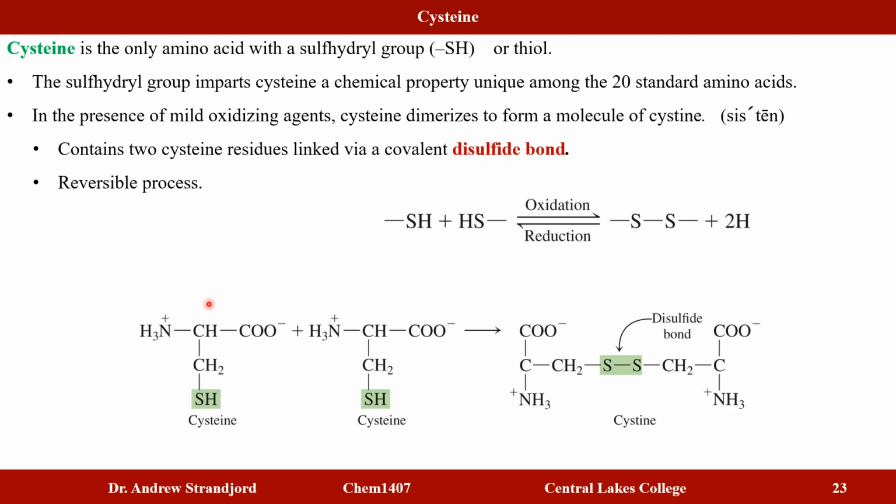So if I look at cysteine, if it is close to another cysteine molecule in the right conditions, I can oxidize those 2 sulfhydryl groups to form a disulfide bond between those 2 cysteine amino acids. I've actually done some unique chemistry.